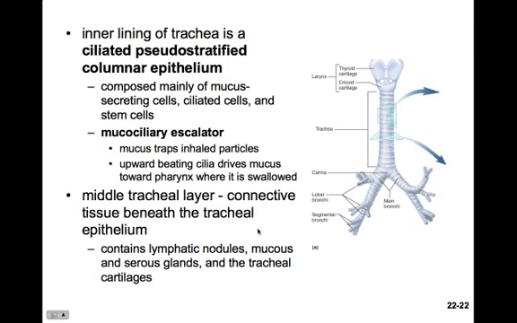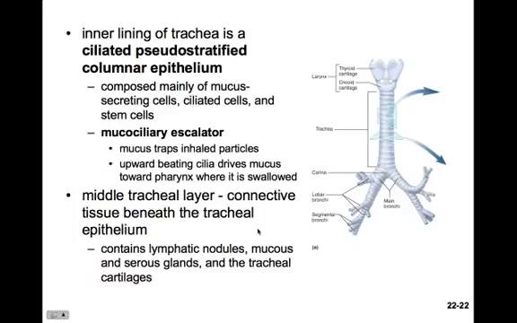The inner lining of the trachea is composed of ciliated, pseudostratified columnar epithelium. There are mainly mucus-secreting cells, ciliated cells, and some stem cells. The way that we get crap up and out of our lungs is using the mucociliary escalator. This is where mucus that's secreted by the goblet cells traps the inhaled particles, and the cilia beat upwards, driving the mucus towards the pharynx. Once it reaches the pharynx, we swallow it, and all the trapped debris is broken down in the digestive system.